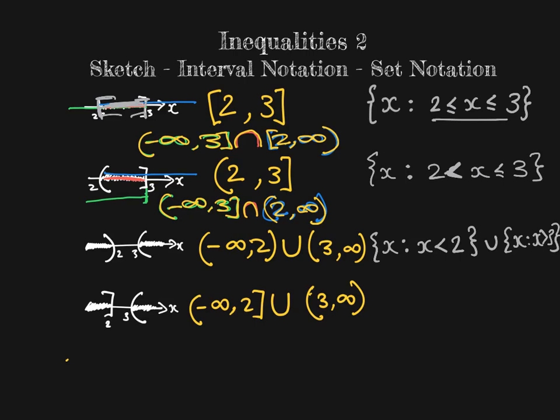And finally, we've got the set of x such that x is less than or equal to 2, or x such that x is bigger than but not equal to 3. Didn't actually write 3, did I? There it is.